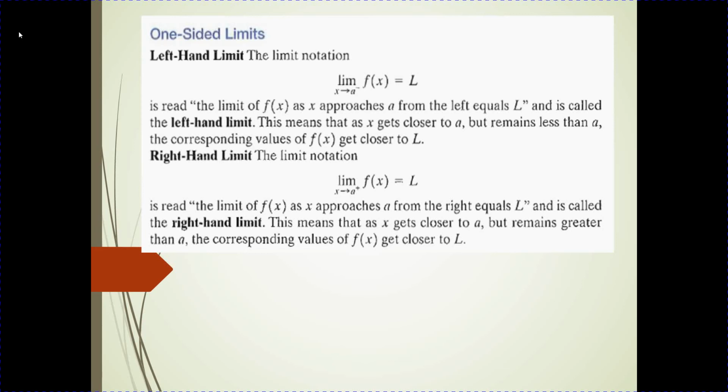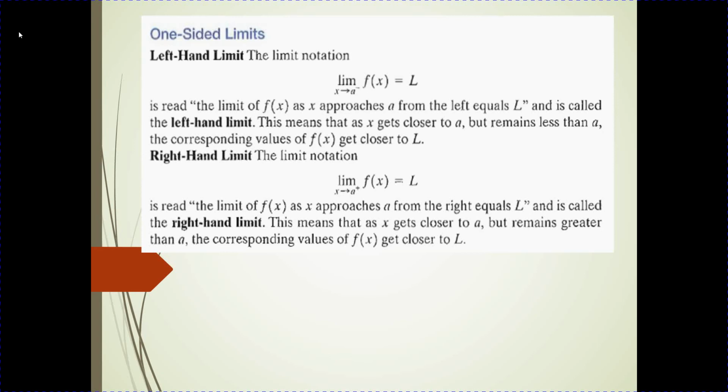And for the right-hand limit, the limit notation is given, and this will be read as the limit of f of x as x approaches a from the right equals L, and it's called the right-hand limit. This means that as x gets closer to a but remains greater than a, the corresponding values of f of x get closer to L. So this is a one-sided limit.